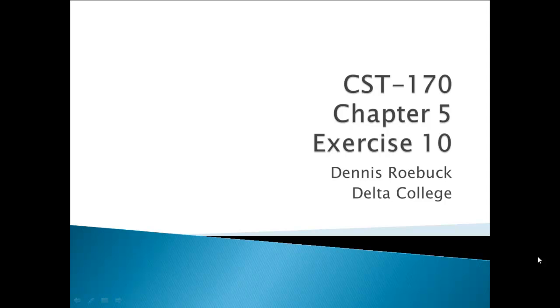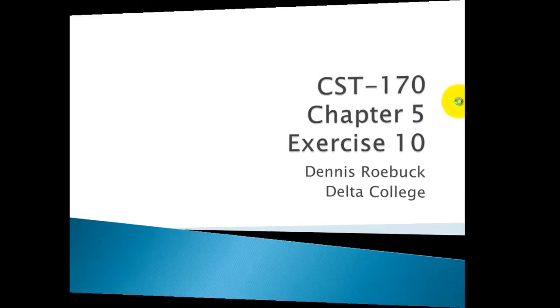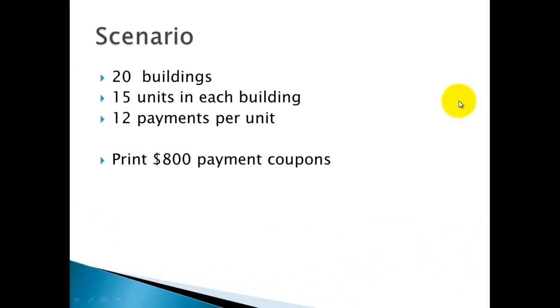This video is intended to provide you a little bit of help with the Chapter 5 Exercise 10. Now this exercise is the one that has you print coupons to pay the rent for the apartments.